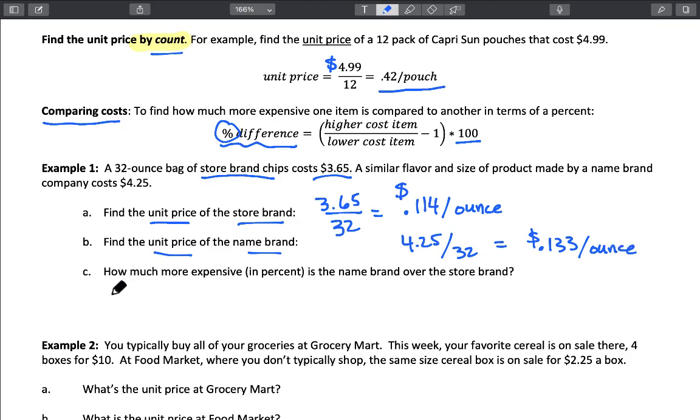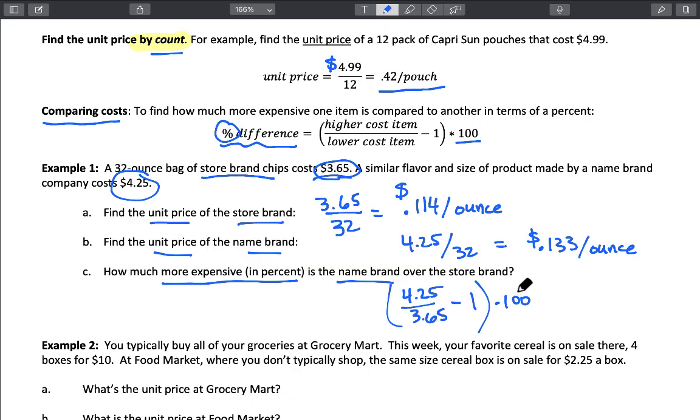All right, now part C asks how much more expensive in percent is the name brand item over the store brand item. So we're going to go back and take our store brand and our name brand cost for a single bag of chips, and we're going to divide that higher cost by the lower cost, and then we're going to subtract 1 from that. After doing that, we're going to multiply that by 100 to get our percentage.